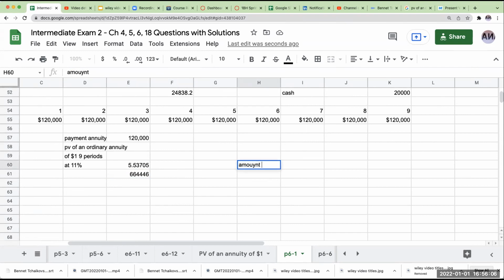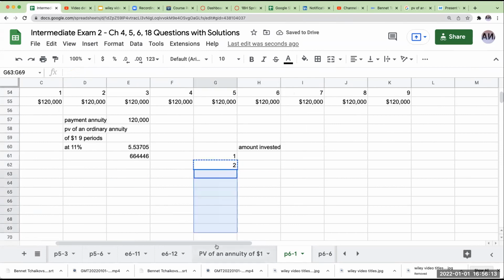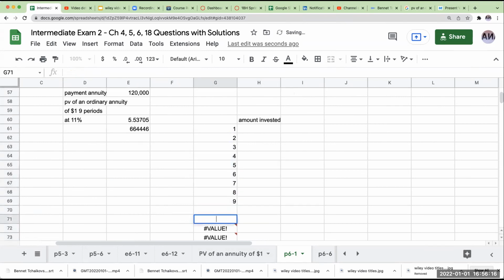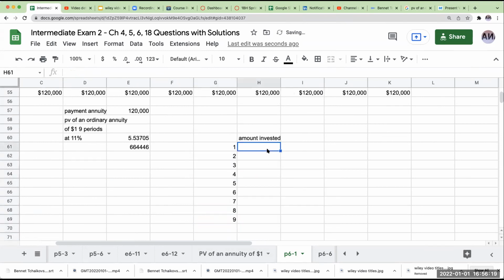So let's take the amount invested, and we'll do this over 9 years. Let's just have some fun just to make sure that what we're doing is right. My amount invested is 664,446. I'm going to earn interest on this at 11%, every year. And so my interest earned is going to be 664,446 times 11%.